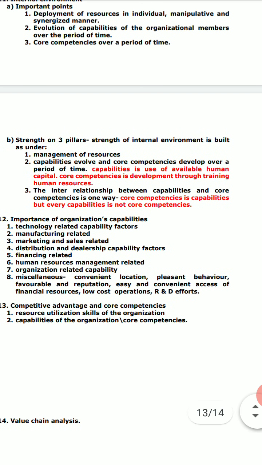Here we end the session. When we meet next, we'll be checking out the rest of the portion of this unit. By the next lecture, we'll be finishing this third unit, that is environmental diagnosis.